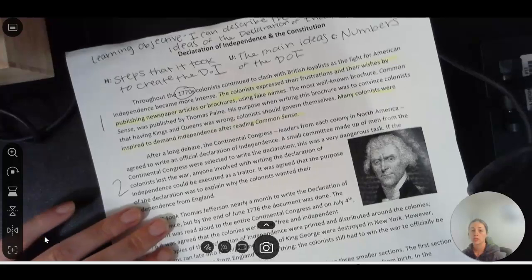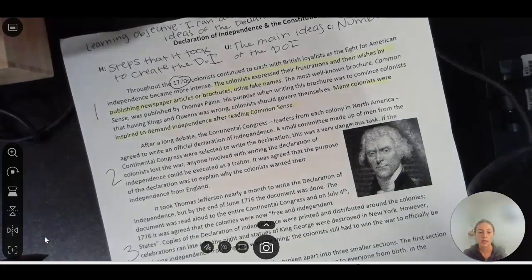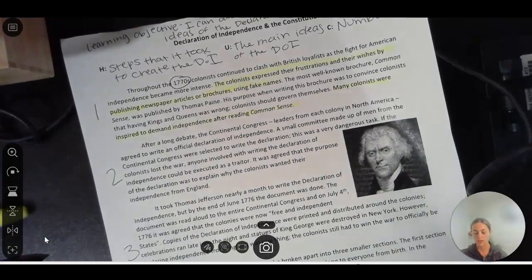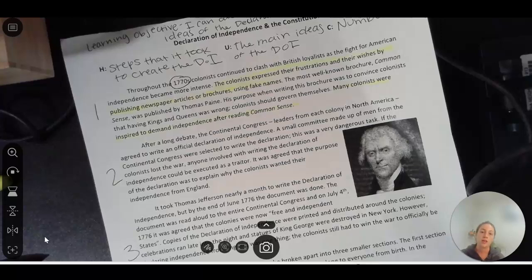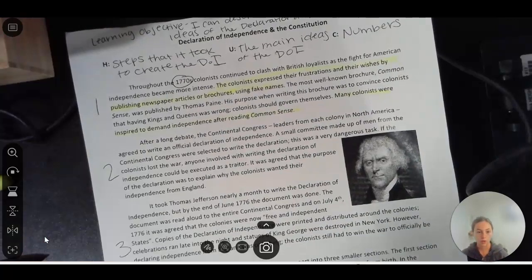As you're going to continue to highlight and underline, this stuff is going to be things that kind of jump out at you, and things that will help you remember the steps that it took to create the Declaration of Independence, the main ideas. So when you work with your partner, use your best judgment with your partner. What do you two agree on when you're reading through the rest of the article?